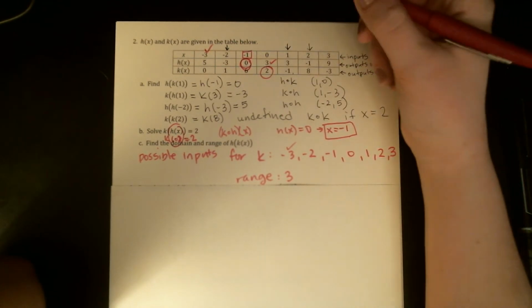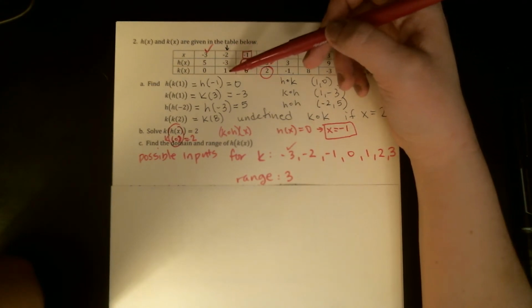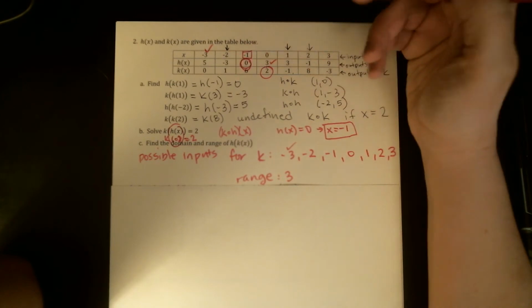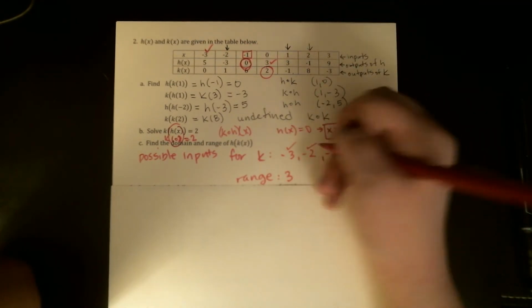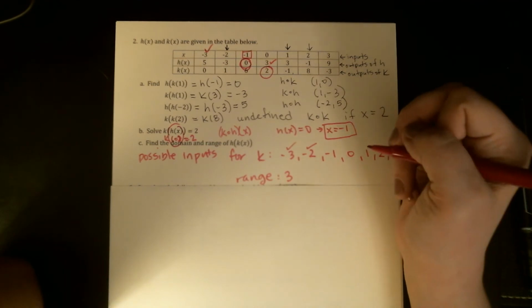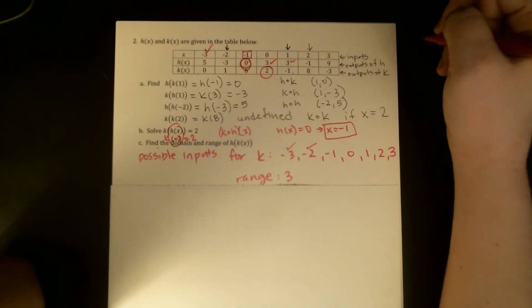Now we can check -2. If I plug a -2 first into k, I get a 1. If I then plug the 1 into h, I get a 3 again. So this was valid. -2 did give me an output. I got a different 3, but it's still just the number 3, so I don't really have to write anything down in my range for that one.